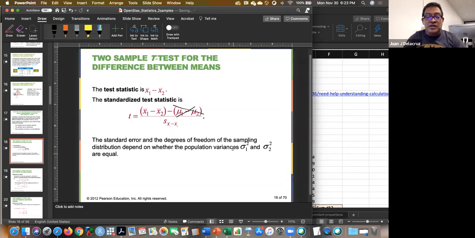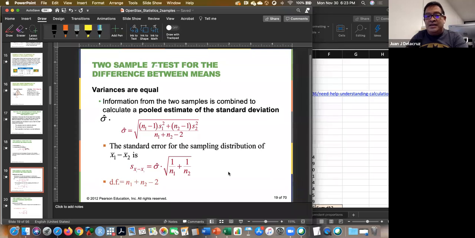In this case, using the t-score, the standard error and the degrees of freedom of the sampling distribution depend on whether the population variances are equal. We can make some assumptions. In some cases we know that population variances are different, or we might know that population variances are equal. Those are assumptions that we need to know in advance. In this class, we are going to build the two cases: when variances are equal and when variances are unequal. So it looks like a big thing.